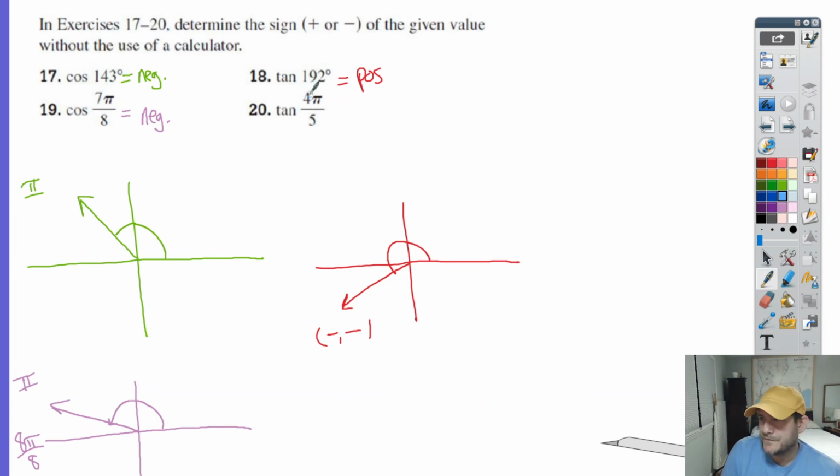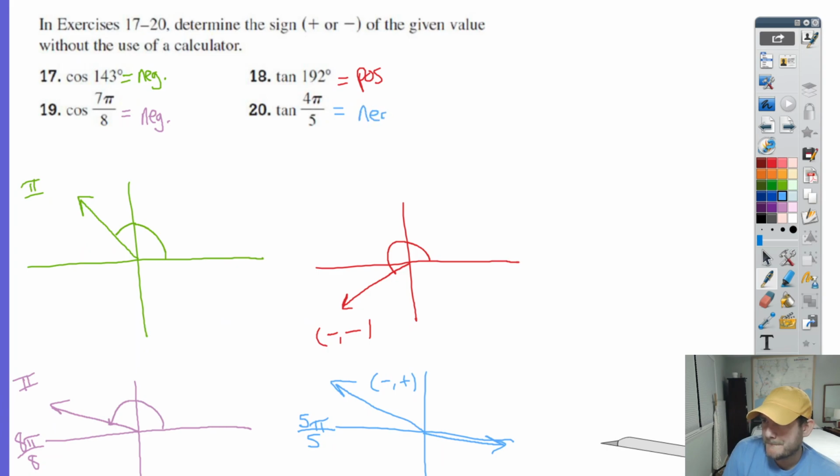And finally, 4 pi over 5. Same trick. 180 is pi, which expressed in fifths of pi would be 5 pi over 5. And 4 pi over 5 comes up a little short again, so you're in quadrant 4 again. And it's tangent. So tangent in this quadrant with a negative and a positive would be a positive divided by a negative, which is negative. But there you go. So notice you don't have to actually evaluate here. You just have to decide if the answer is positive or negative.